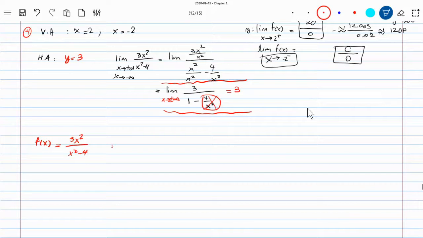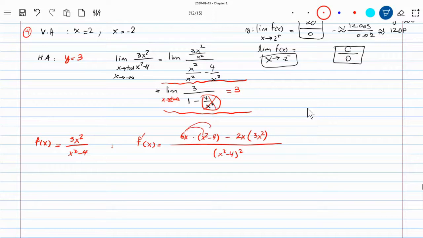And so the first derivative would be: derivative of the numerator is 6x times the denominator x squared minus 4, minus the derivative of the denominator, which is 2x times the numerator 3x squared, and subtract that from each other, then divide by denominator squared, x squared minus 4 squared. The only thing that you need to do is just simplify.